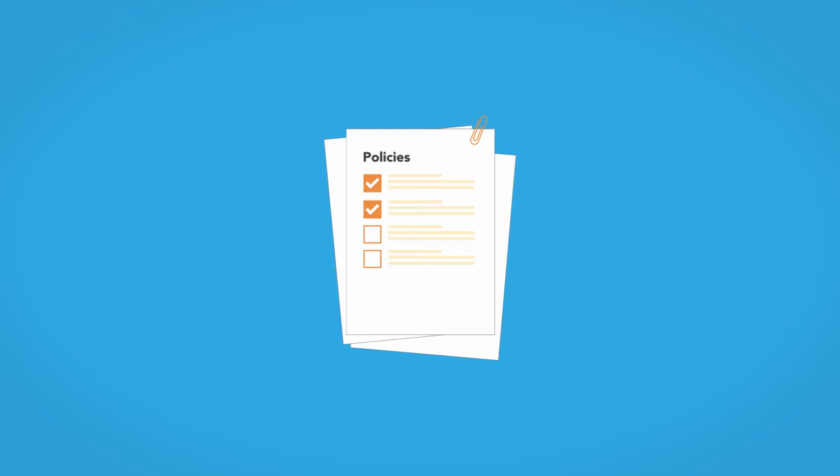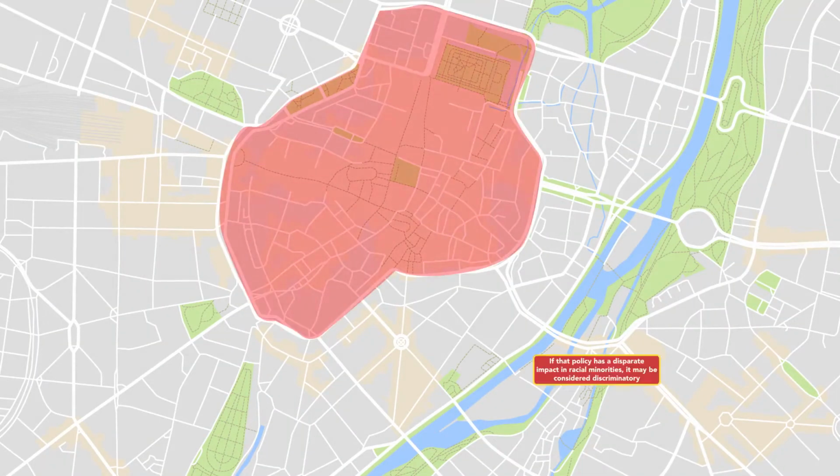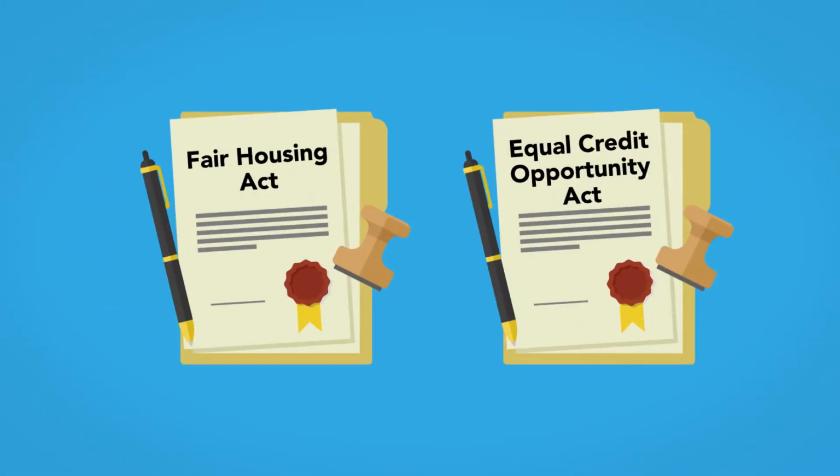For example, a facially neutral policy may restrict loans in certain areas of town. If that policy has a disparate impact on racial minorities, it may be considered discriminatory. Together, these laws create a holistic framework for non-discrimination and equal opportunity in mortgage lending.